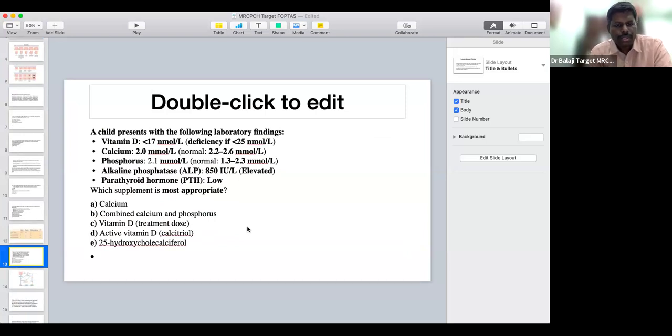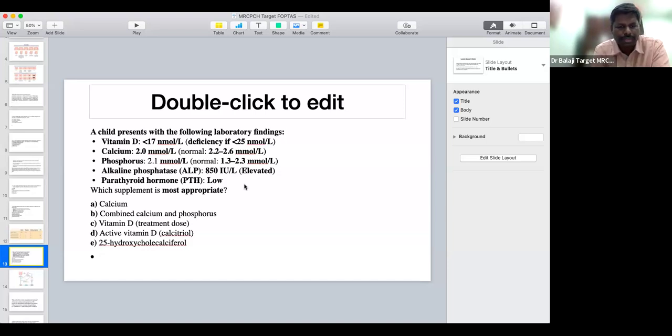Okay. So now go through this similar scenario. A child presented with the following laboratory features. Vitamin D is less than 17, which is less than the optimal 25. Calcium is on the lower side, 2. Phosphorus is a bit on the higher side of normal, 2.1, so you can take it as normal also. So calcium is low, phosphate can be normal or on the higher side. Alkaline phosphatase is elevated and parathormone is low.